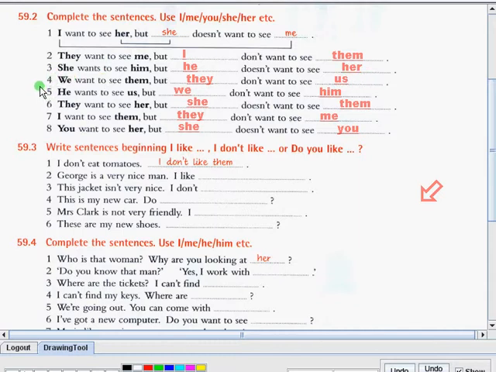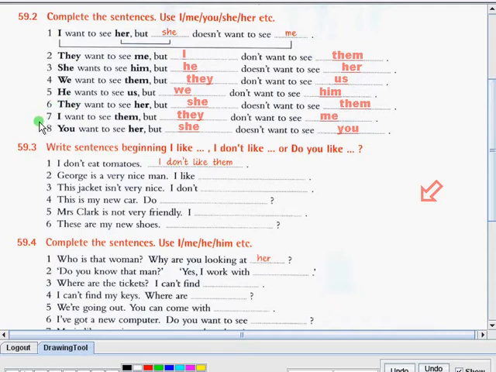5, he wants to see us, but we don't want to see him. We is the subject pronoun for us, and then him is the object pronoun for he. 6, they want to see her, but she doesn't want to see them. She is the subject pronoun for her, and then them is the object pronoun for they.